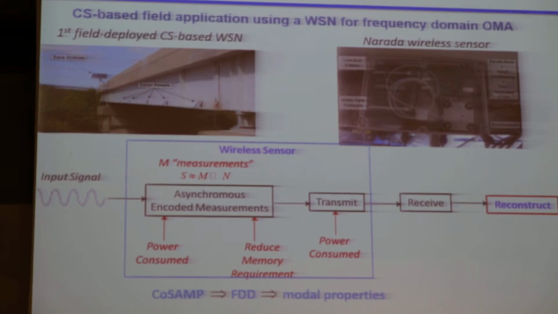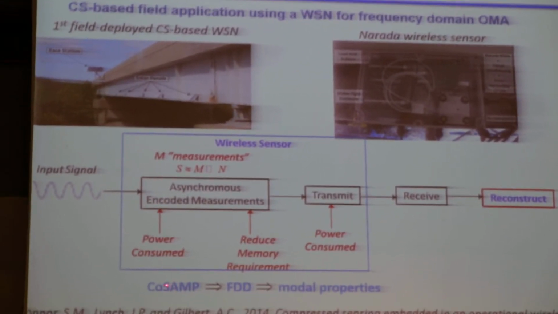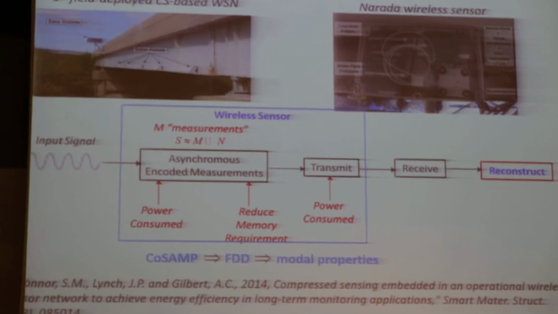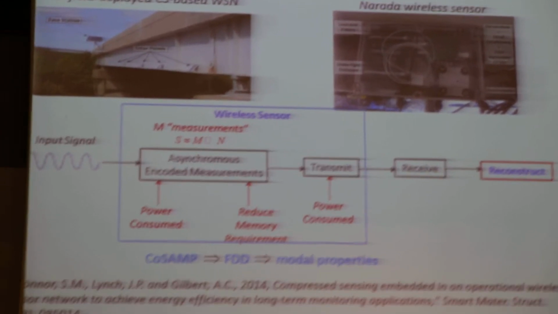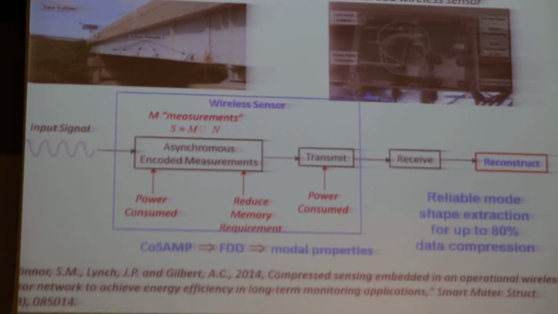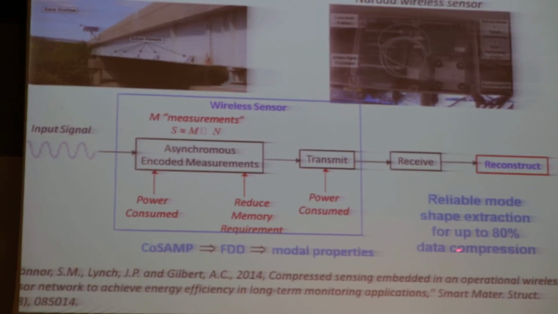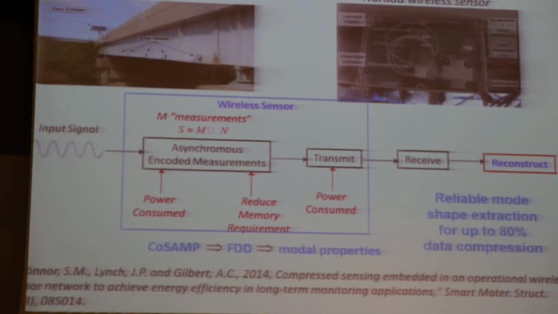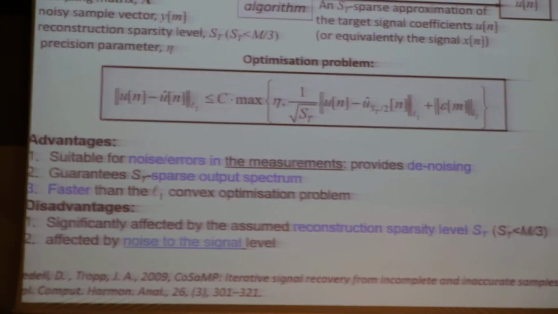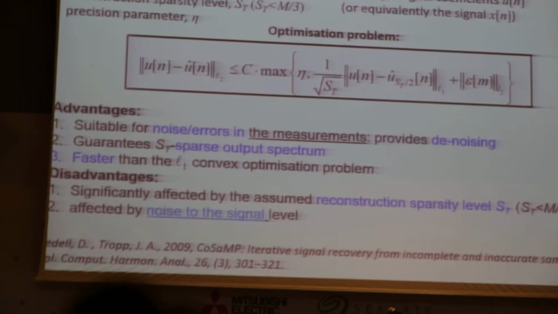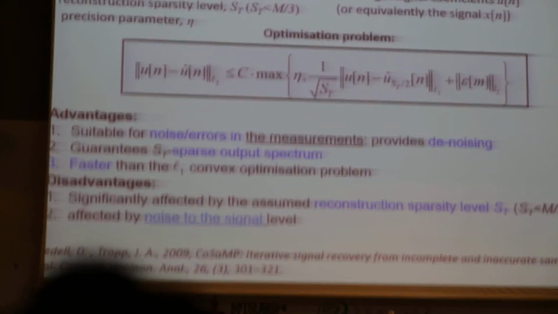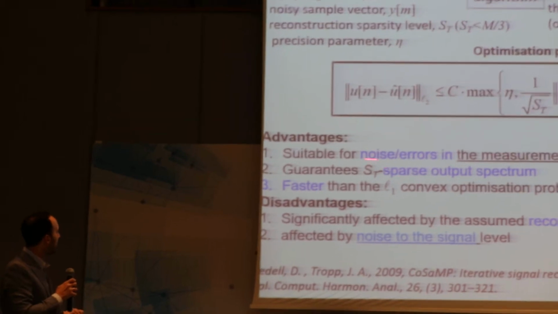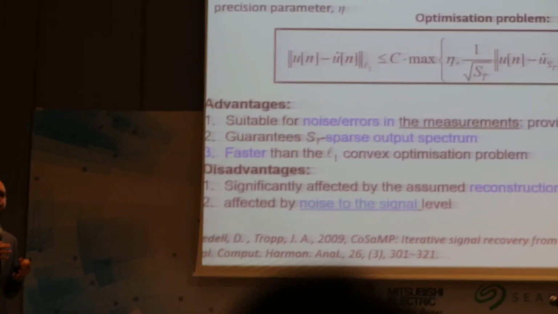random sampling, and using a particular reconstruction algorithm and a frequency domain decomposition, we can get the modes of vibration and natural frequencies. Now, they are reporting that they can go up to 80% data compression using compressive sensing techniques. So this is for modal estimation. This is the particular algorithm they have used. Of course, there are many more, and perhaps this is one of the earliest algorithms for sparse reconstruction, but advantages and disadvantages are shared by all these algorithms.